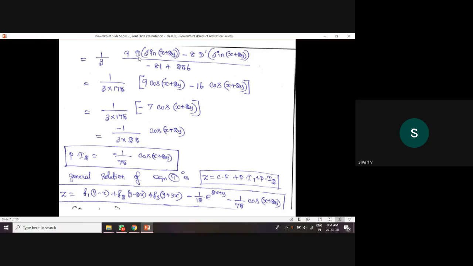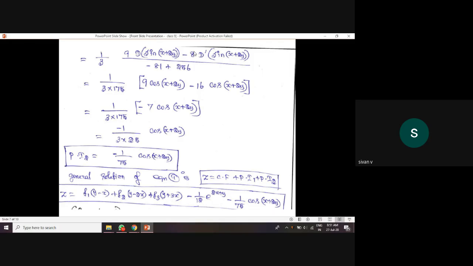So here, the partial derivative with respect to x is sine of x plus 2y, whose derivative is cos of x plus 2y, into the coefficient of x, which is 1. So no need to multiply by anything. Here, D dash means partial derivative with respect to y. Sine of x plus 2y partial derivative with respect to y gives cos of x plus 2y into the coefficient of y, which is 2. That 2 is multiplied with this 8.